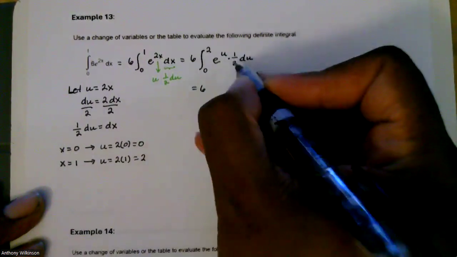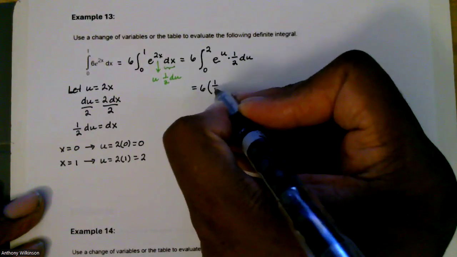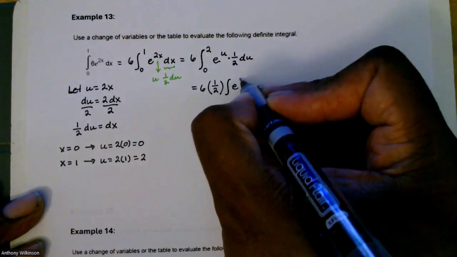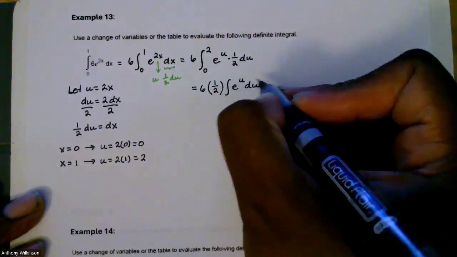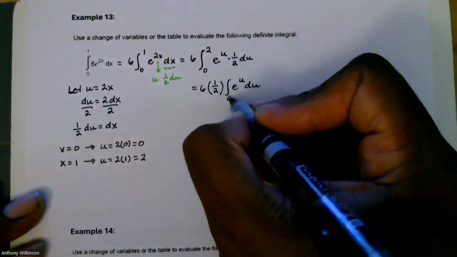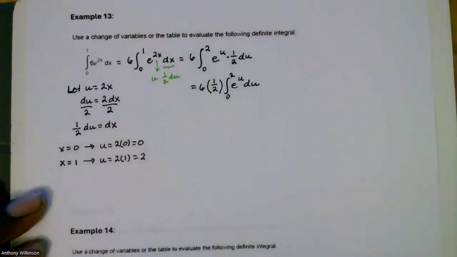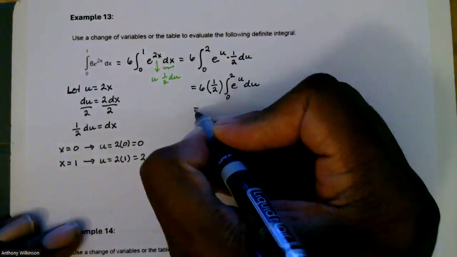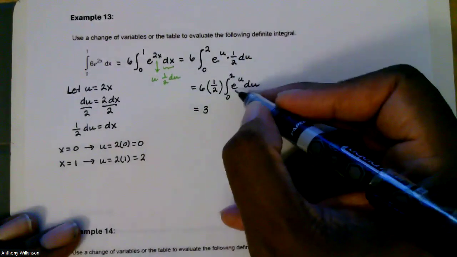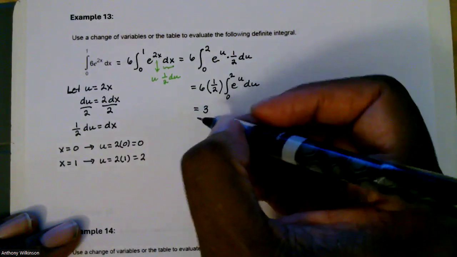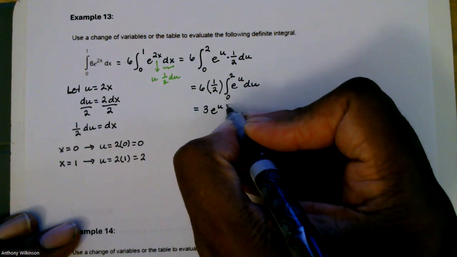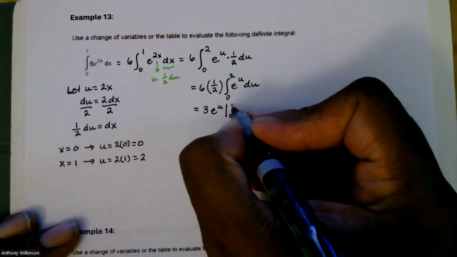Now I got the 6 here, and I'm going to pull the 1/2 in front. So it'll be 6 times 1/2 times the integral of e to the u du. And this is going to be from 0 to 2, so I don't want to leave out those limits of integration. Now, half of 6 is 3, and then the integral of e to the u du, well, that's simple. That's just going to be e to the u. And this will be from 0 to 2.